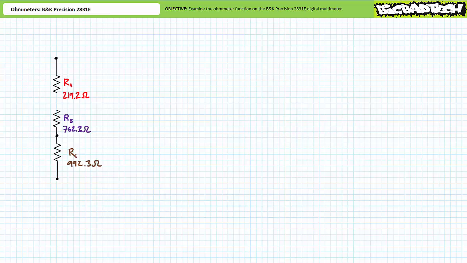Let's now discuss the influence of opens and shorts inside series circuits. First, let's examine opens. Consider the series combination of A, B, and C, where there is a gaping hole between A and B. This is an open circuit.